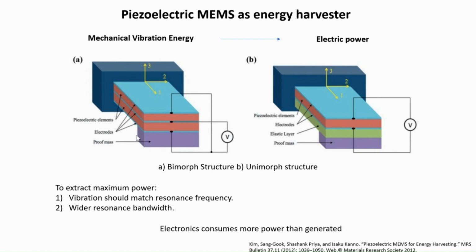That's the idea. And the main limitation of energy harvesters based on MEMS is that the electronics consume more power than is generated. That is the main reason why you're not seeing it globally as a big thing. People are trying to do this, but this is a major problem: electronics consume more power than generated. Still, more work is going on, and we hope in future we get a really good energy harvester based on MEMS. That's a big challenge which needs to be overcome.